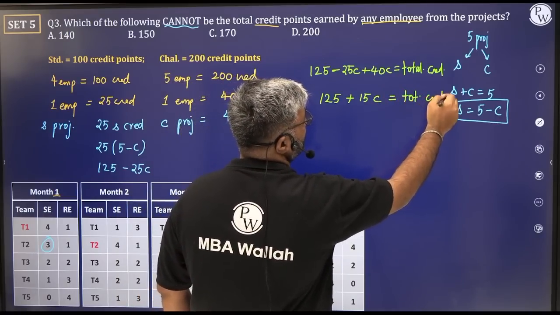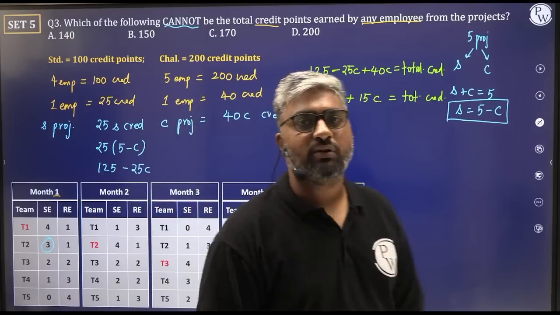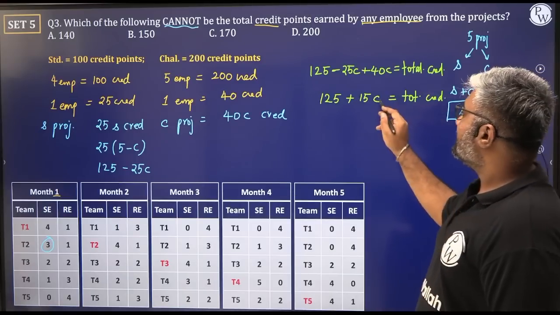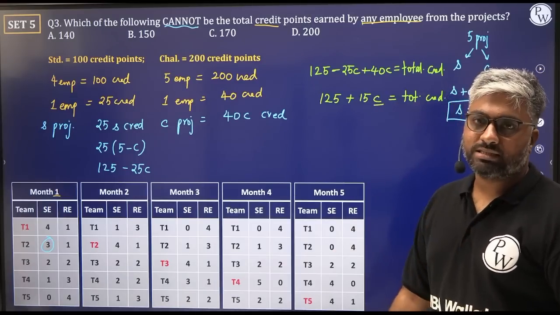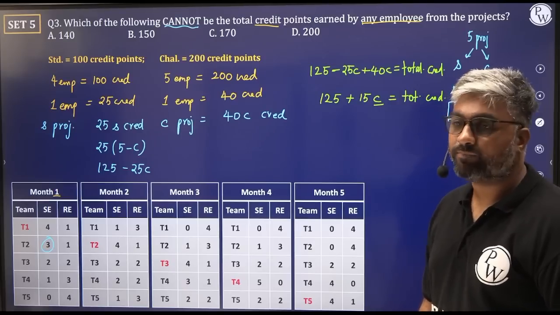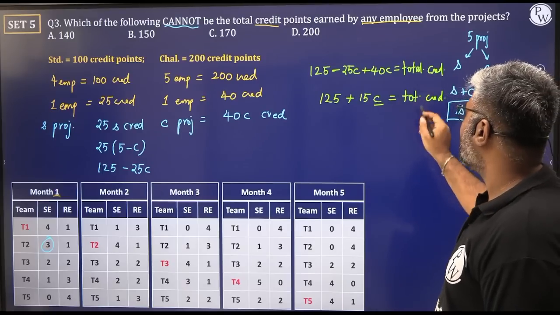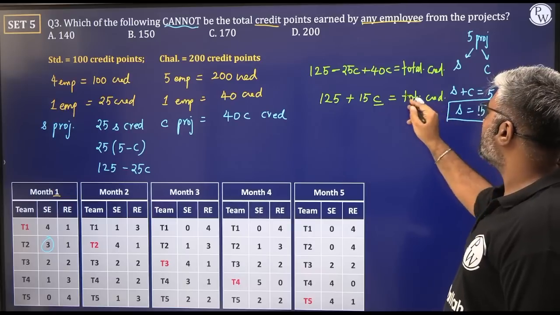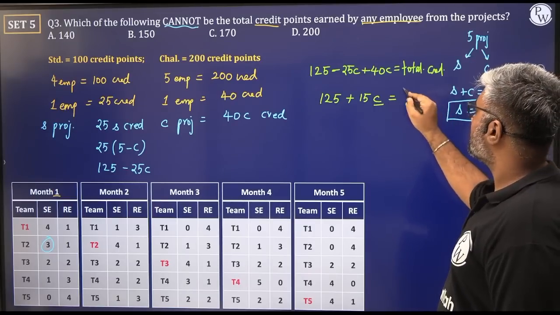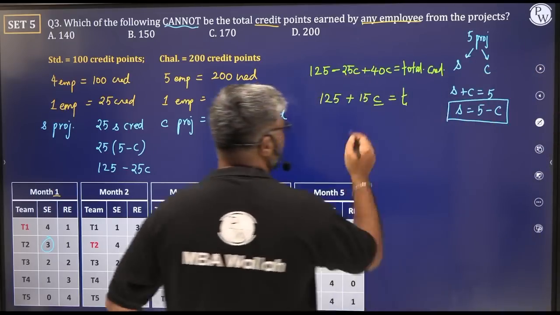Now out of the options, we have to do trial and error. Out of the options, which is not possible? C is the number of projects. It has to be an integer. C has to be an integer. So if we were to write this, let's call the total credits T. Let's call this T. So if we were to rewrite this, how will it look?